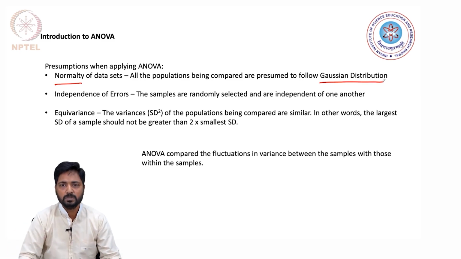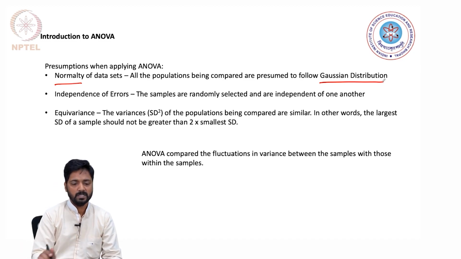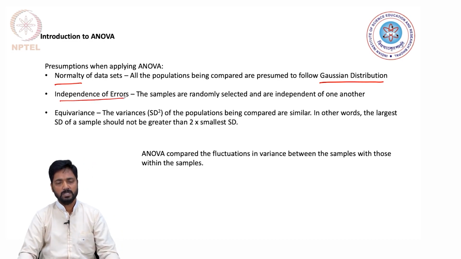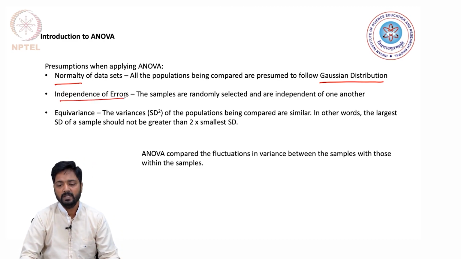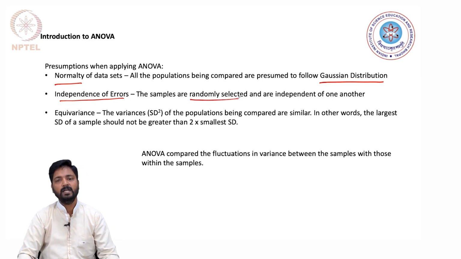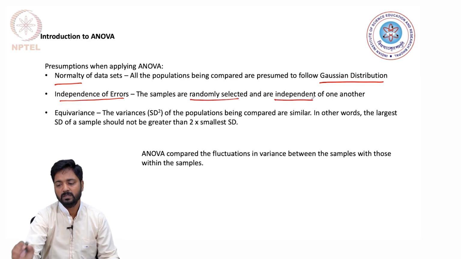So we got introduced to this concept of Gaussian distribution of large data sets early in this course. Another point here is that of independence of errors. Now what does this imply? This implies that the samples that we are comparing are randomly selected and are indeed independent of one another.